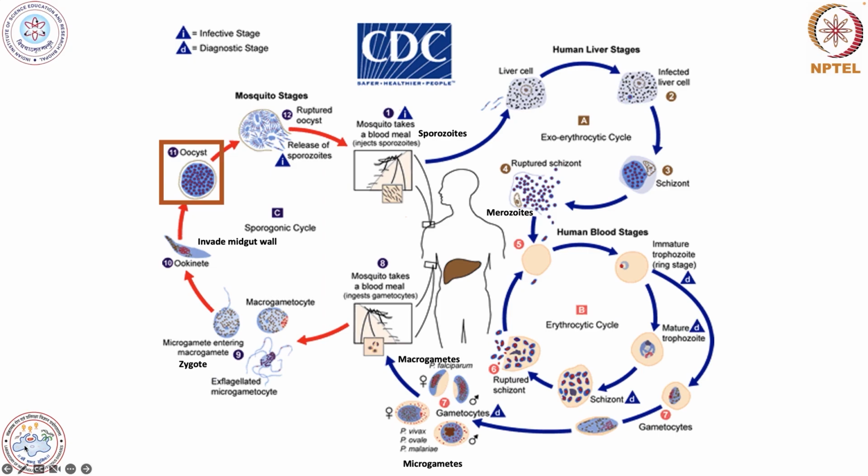The oocyst grows, ruptures and releases sporozoites. Here you can see there is a release of sporozoites, which make their way to the mosquito's salivary gland. Inoculation of the sporozoite into a new human host perpetuates the malaria life cycle. So, in that way this malaria life cycle keeps on going, okay.